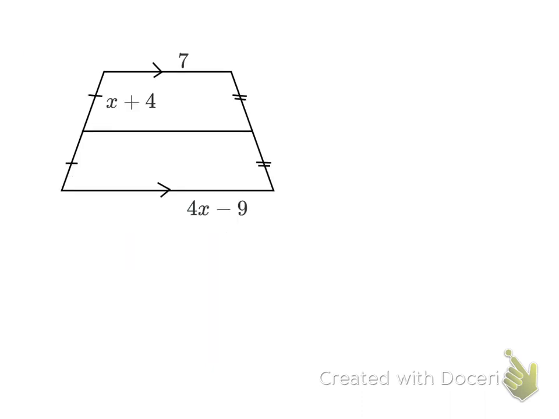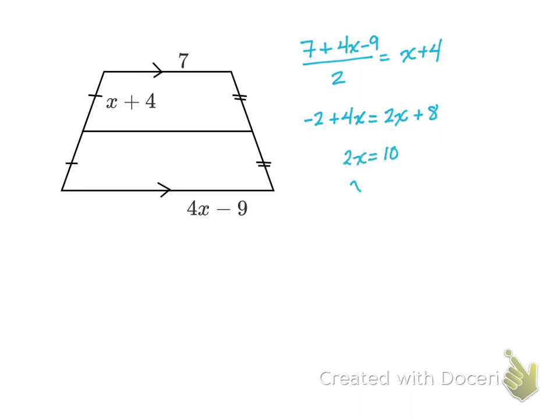Let's try that again, except for this time we have some algebra to do. So base 1, 7, plus base 2, 4x minus 9, all over 2 is x plus 4. Multiply both sides by 2. And let's simplify this 7 minus 9 up here right away since they're like terms. We get negative 2 plus 4x equals, we multiply this side by 2, make sure you distribute it, 2x plus 8. Subtract 2x, add 2, 2x equals 10, x equals 5. So this middle line is 9, and the bottom one is 11, right, because 4 times 5 is 20, minus 9 is 11.